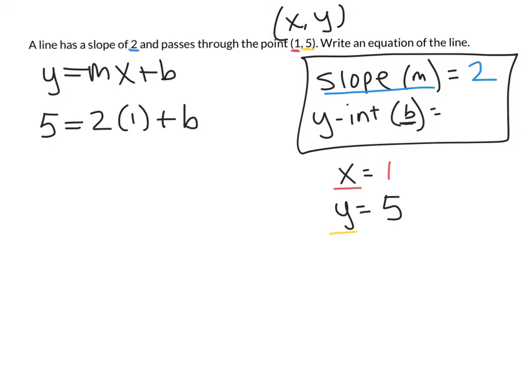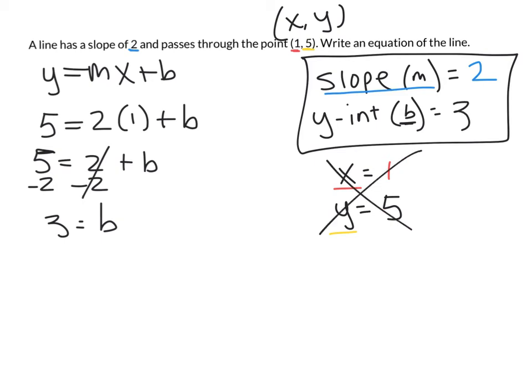Now I'm just going to solve. 5 equals 2 times 1 is 2 plus b. Well, I have to get b by itself, so I'm going to subtract 2 from both sides. That cancels out. 5 minus 2 is 3, which is equal to b. So b equals 3. I don't care about these anymore.